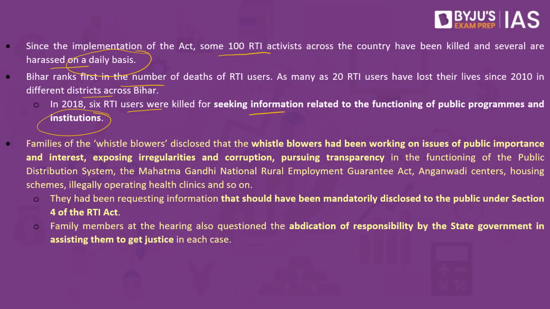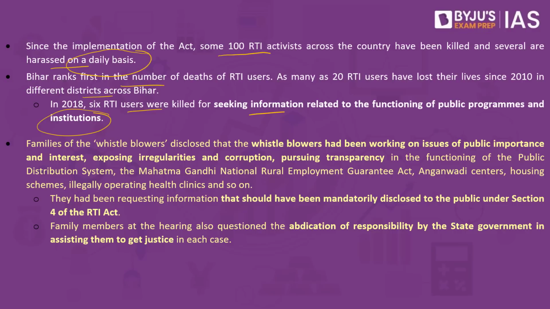In order to make sure that these people are not killed, and that the right to information works as efficiently as possible, what we require is strong legal and institutional safeguards, says this article. So this article goes on to say that because these RTI activists and the whistleblowers of multiple states have been killed, what we require is safeguards for these people. The article also voices some concerns.